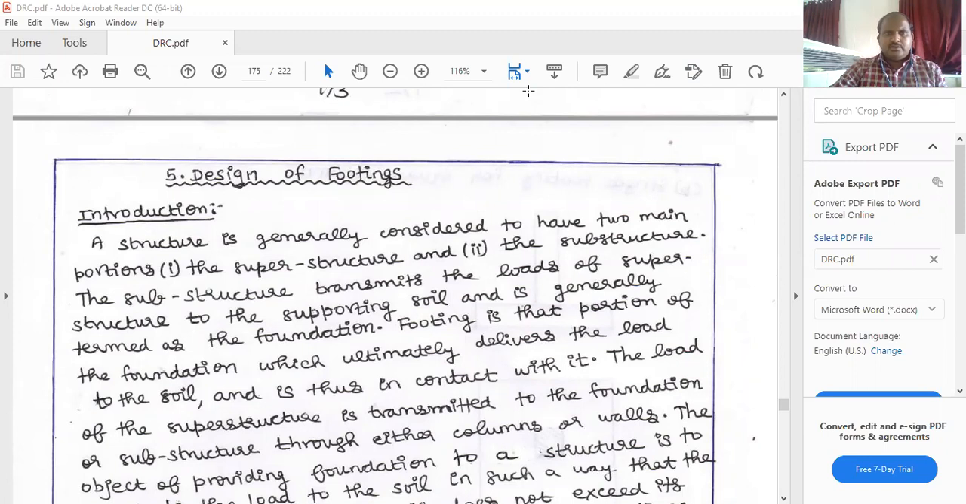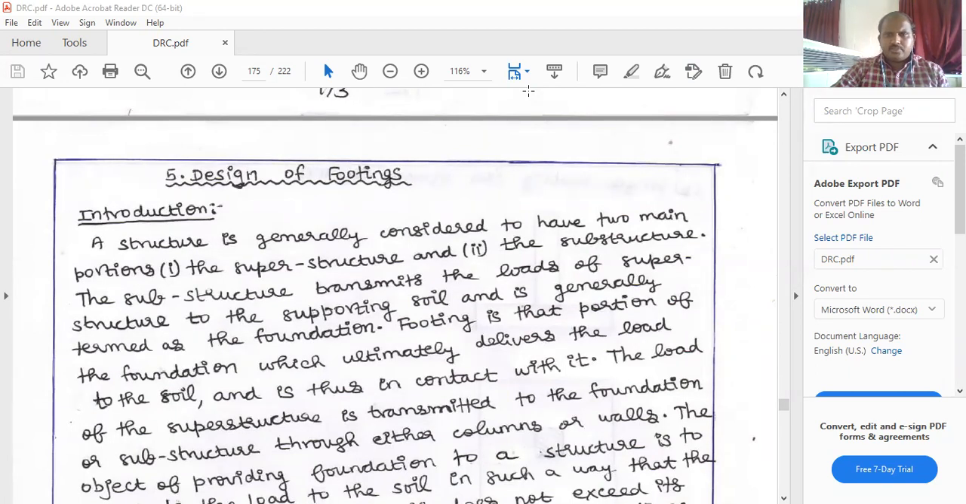So welcome to everyone. We are going to see the topic of design of footing. In footing, a structure is generally considered to have two main portions: one is the superstructure and the other is the substructure. The substructure transmits the load of the superstructure to the supporting soil and is generally termed as foundation.